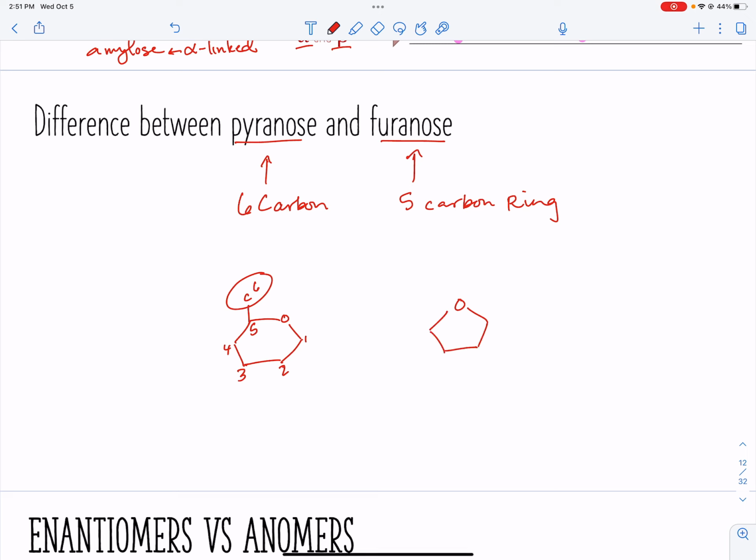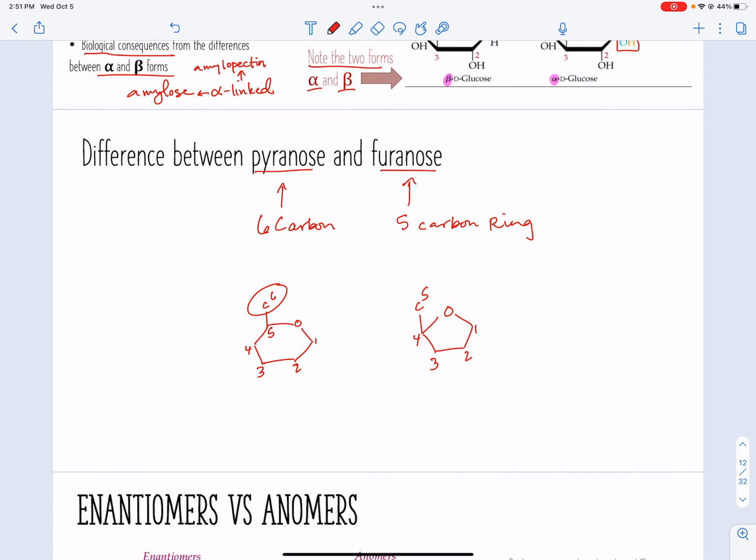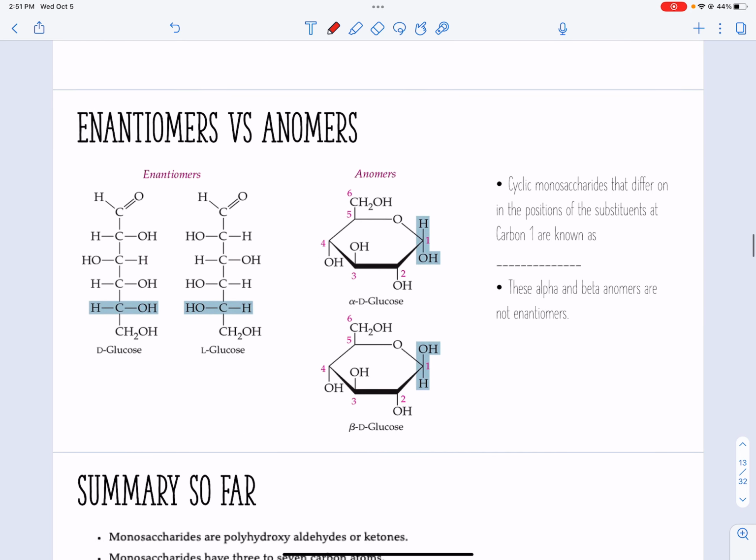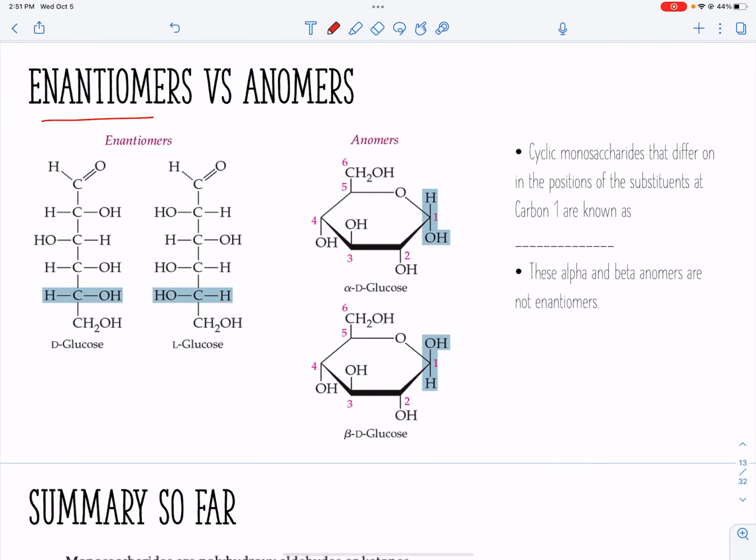Okay, so you've got a hexagon, and furanose will be a pentagon, and you'll have carbon 1, 2, 3, and carbon 5 will usually be the one oriented up. Again, if you see this language on the homework or in the book, this is what that's talking about: pyranose versus furanose.